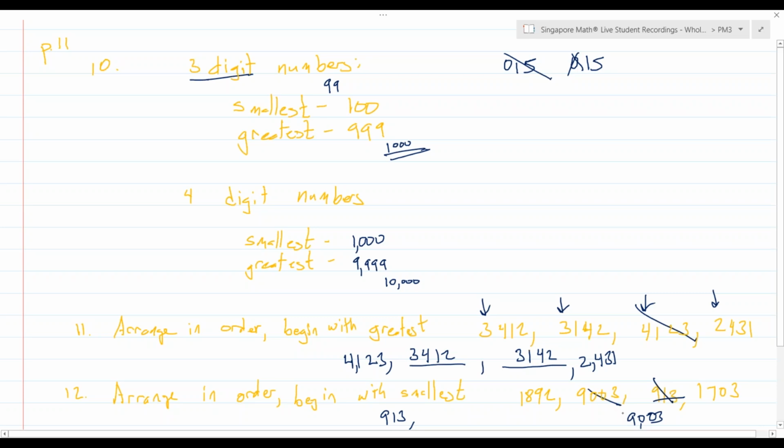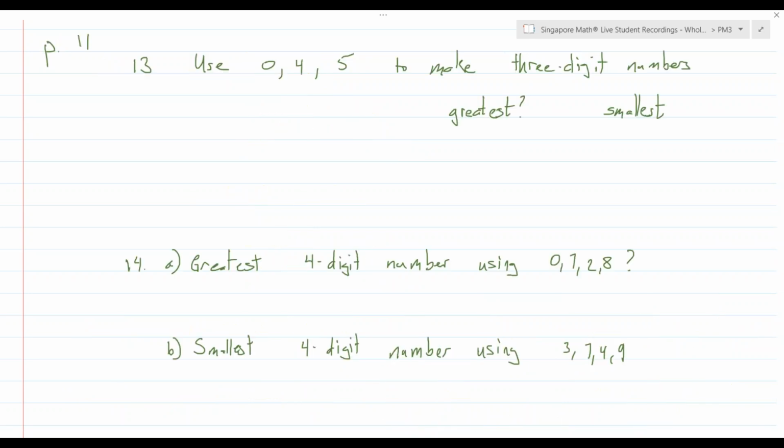So 9,003 is the greatest number. 913 is the smallest number. Of the 2 numbers I have left, 1,700, which is actually 1,703, is smaller than 1,800, 1,892, and so that is how I would arrange them in order, smallest to greatest. Place value is the key.